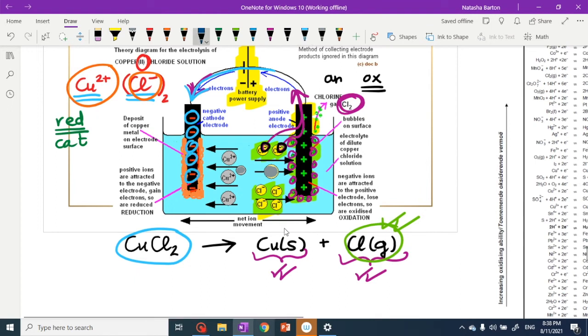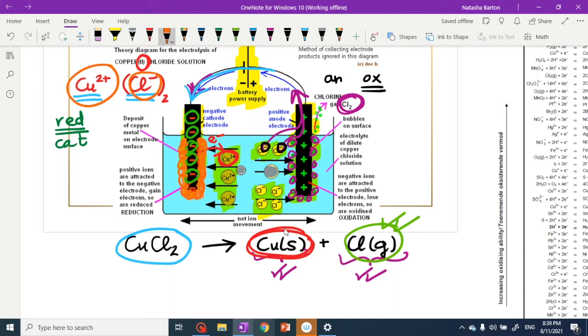The copper 2 plus ions that were in the solution inside of the electrolyte will now make their way towards this negative electrode because positive ions are attracted to negative charges. Once they get there, the copper ions are going to gain the electrons. And when they gain the electrons, they will form copper solid. Copper solid is what is drawn in orange on this diagram.